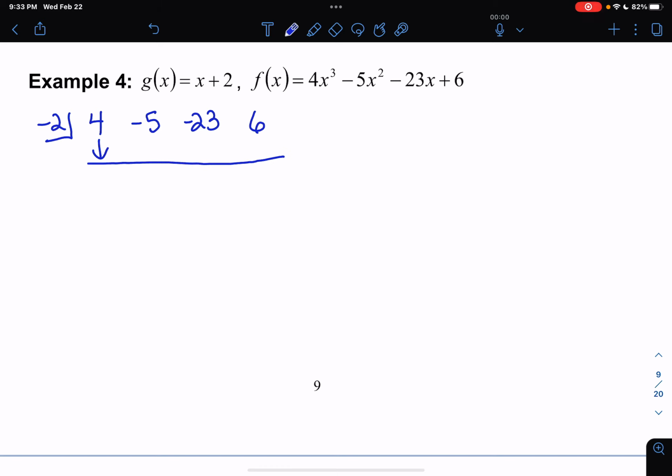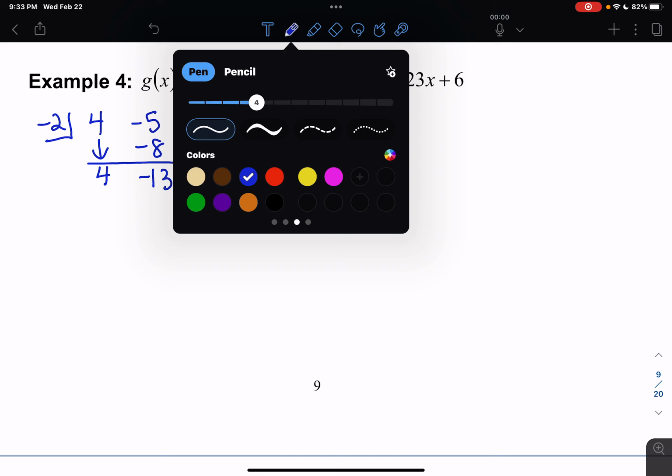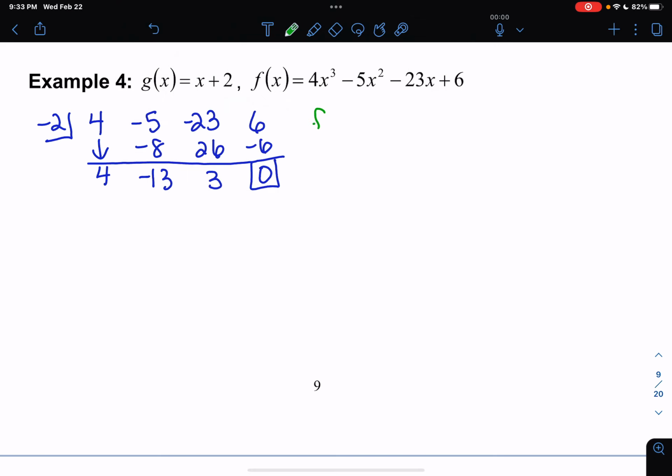We're bringing down that first term, first leading coefficient, 4, multiplying, and then adding, and then multiplying, adding, and multiplying. With a remainder of 0, we know that x plus 2 is a factor of that third degree polynomial. So our polynomial f of x can be written as one factor of x plus 2. I know we had a negative 2 in the box. That corresponds to the factor of x plus 2.